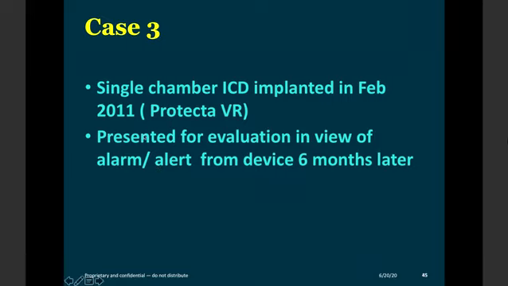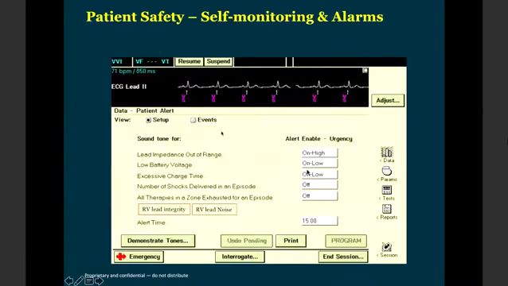So this patient had a single chamber ICD implanted and he had an alarm from the device 6 months later, and so he comes to the physician and says that he had an alarm from the device. When I say alert, there are some alert criteria that you are programmed on. If the lead impedance goes out of range, you have to give an alert. These are all alerts which are programmed based on what we need. Low battery voltage will give off an alarm. Excessive charge time will give an alarm.